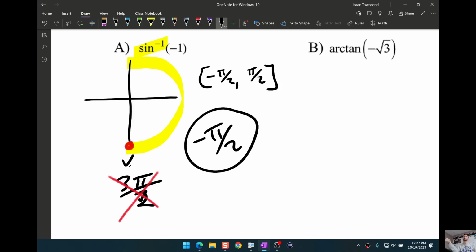You have to know the unit circle to know where sine's -1. You have to memorize the range of inverse sine to know where your answer comes from. And the last step is you have to be careful that you pick an answer between those and not just the right spot.